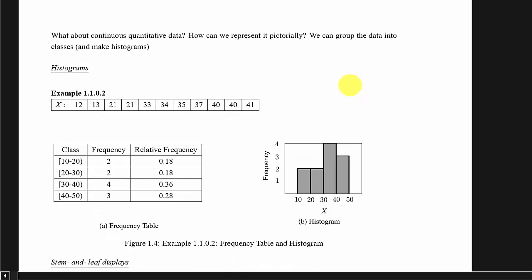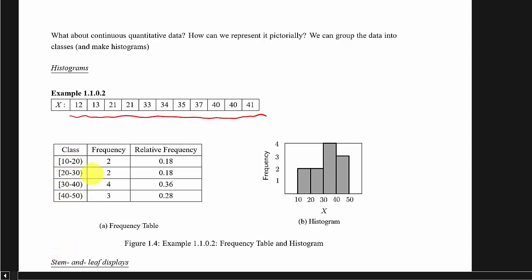So now let's look at some more. It says, what about continuous quantitative data? How can we represent it pictorially? We can group the data into classes and make histograms. So what we have here is a group of data, all right? And what we've decided to do here is come up with some classes: 10 to 20, 20 to 30, 30 to 40, and 40 to 50.